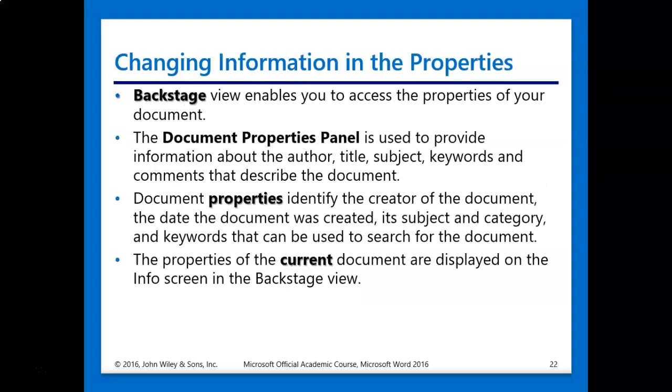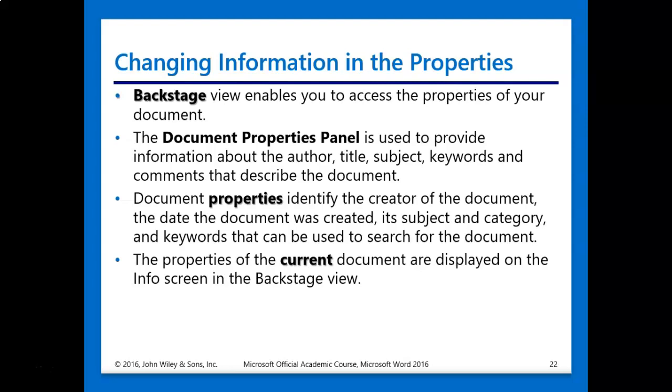Changing information in the properties, which is in the Backstage view. The Backstage view enables you to access the properties of your document. The Document Properties panel is used to provide information about the author, title, subject, keywords, and comments that describe the document. Document properties identify the creator of the document, the date the document was created, its subject and category, and keywords that can be used to search for the document.